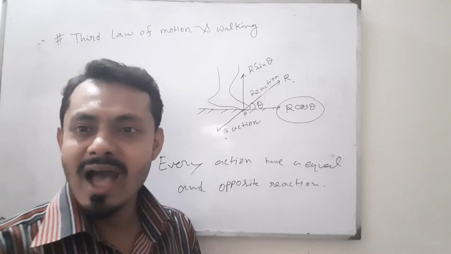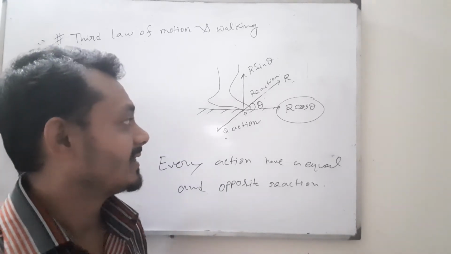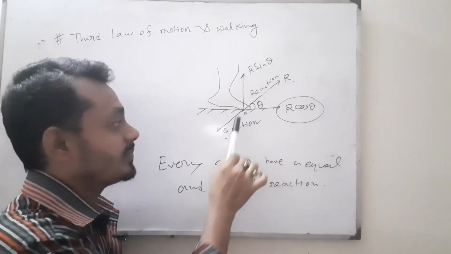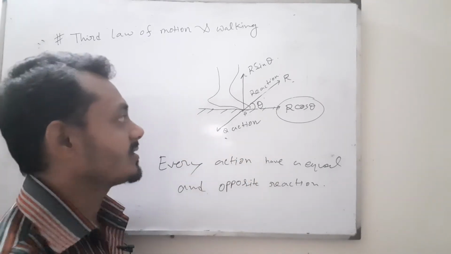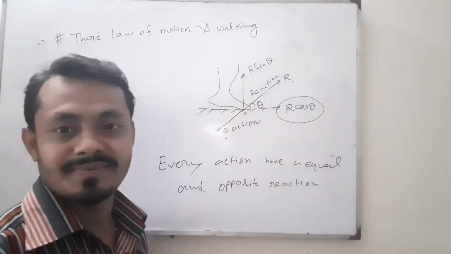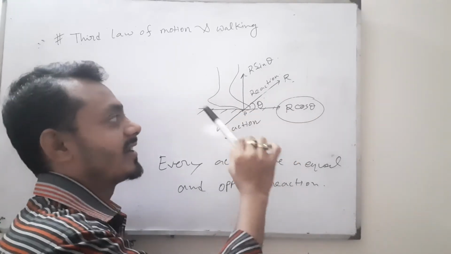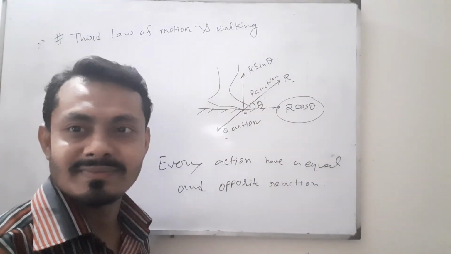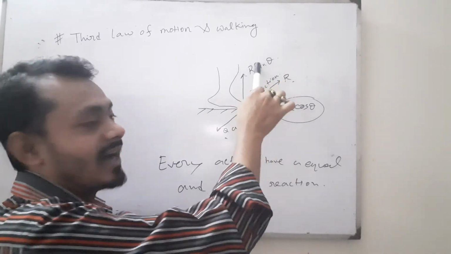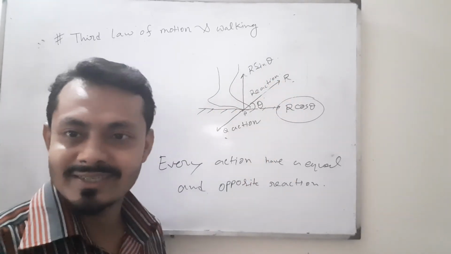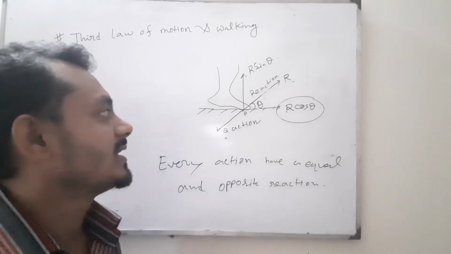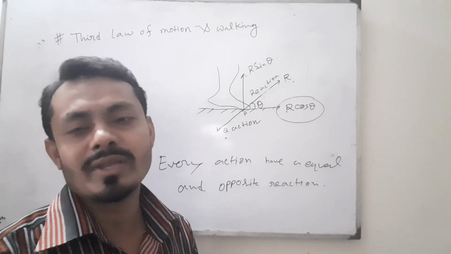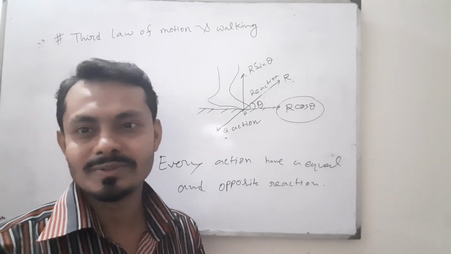Dear student, I can repeat again that when we create action into the ground, called PQ, the ground creates a reaction called PR. Here the reaction is divided into two components, r sin theta and r cos theta. Here r sin theta is balanced by our weight and the effective force r cos theta is left. That's why we can walk on the ground.